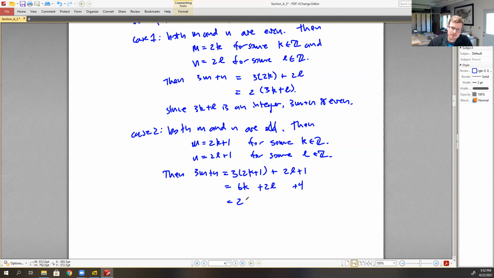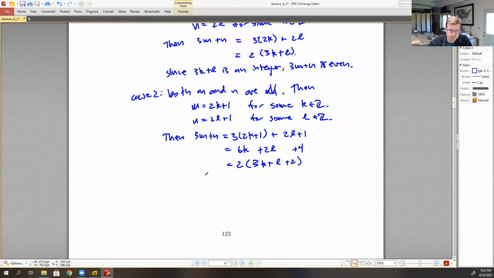I can pull a common factor of 2 out, and I'm left with 3k plus l plus 2. And once I have that, then I can say that since 3k plus l plus 2 is an integer, I have that 3m plus n is even, since it is written as 2 times an integer.